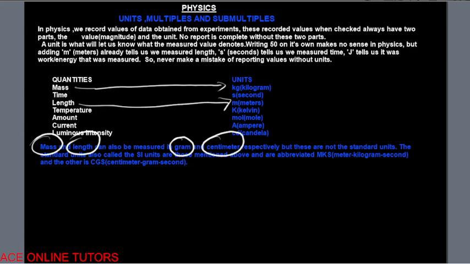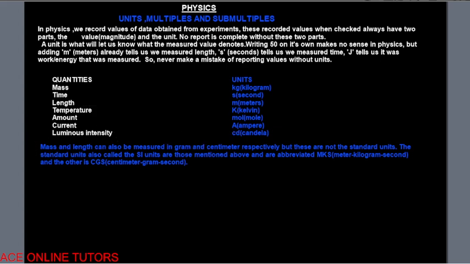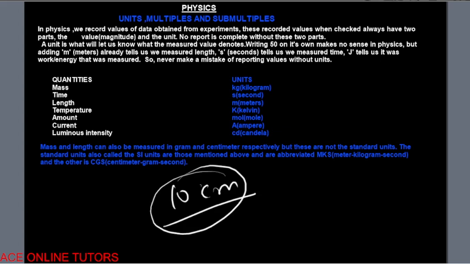So you must know that these are not the only units that we use to measure all of these quantities. There are also other units that we can use, but those units are not the standard units. So whenever you see that they measure length and write 10 centimeter, although this is correct, it is still somehow wrong, because length must always be in meters and not in centimeters. So you must try to convert it back to meter, so that it's going to be fully correct.